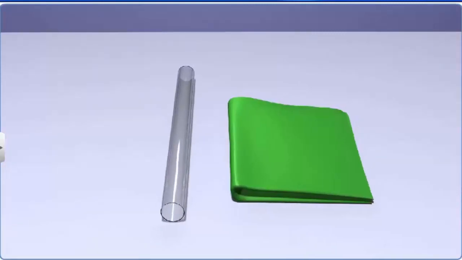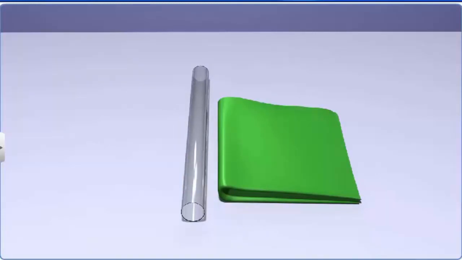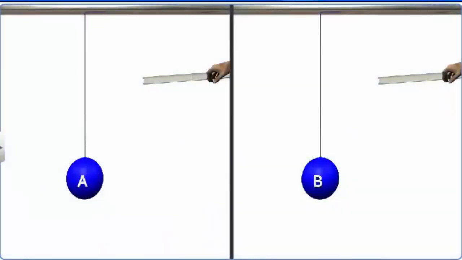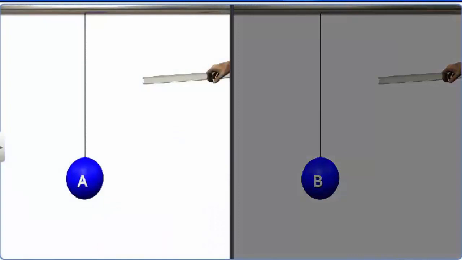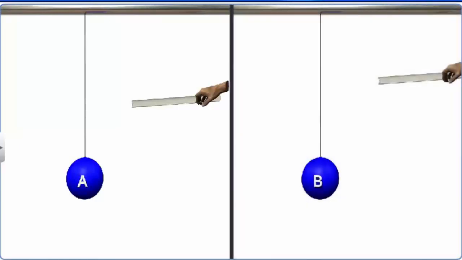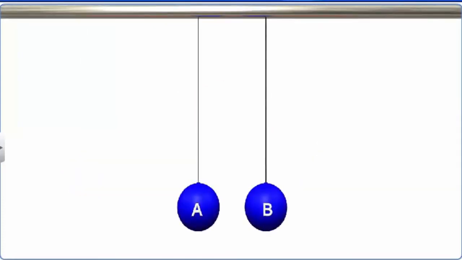Now, bring one charged glass rod in contact with a pith ball and then separate them. Then bring the other charged glass rod in contact with another pith ball and then separate them too. When these pith balls are kept close to each other without contact, we observe that they repel each other.